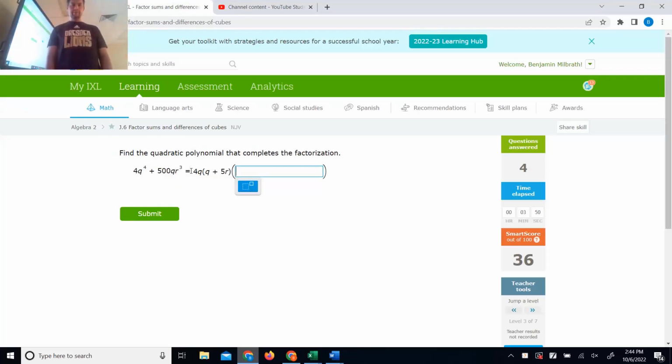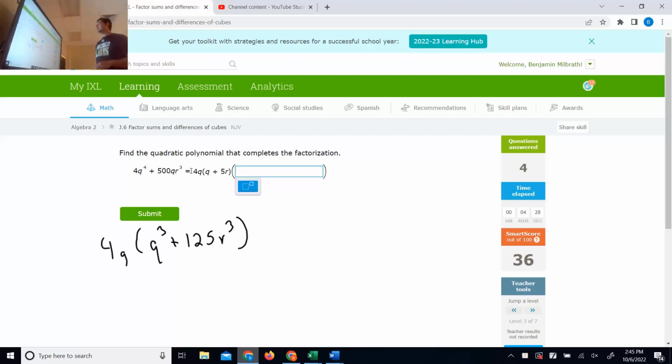Oh, they were kind of mean on this one. All right, so let's talk about this one. This is kind of like going back to the factoring by grouping one, where you pull out some stuff you can pull out. Both these pieces are divisible by 4, and you can also pull a q out. So there was some stuff done behind the scenes that you didn't see. A 4q was pulled out, and if you do that, you have q cubed plus 125r cubed. So there's where that 4q comes from.